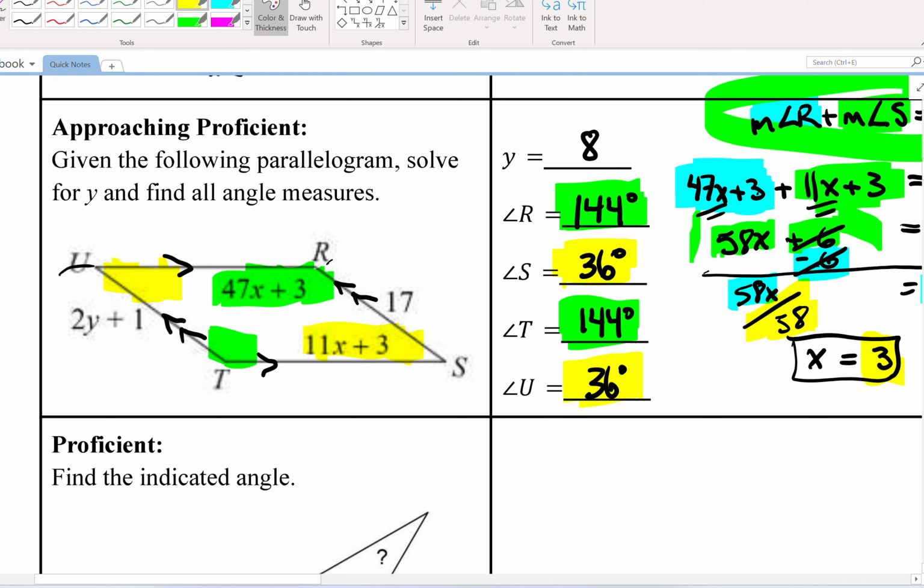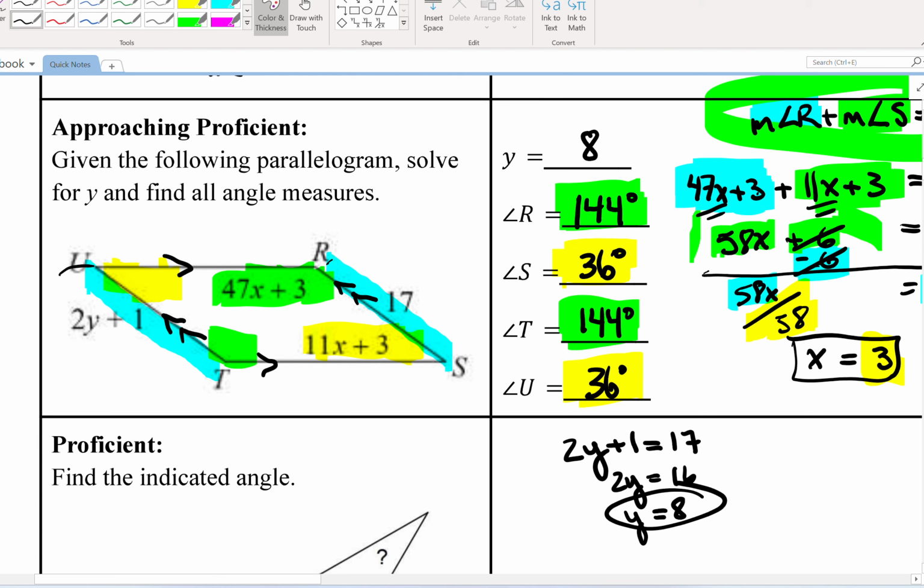Ahora, en cuanto a lo de Y, este lado, que es 17, el lado opuesto tiene que medir igual. Eso es una de las características de los paralelogramos. Entonces, esto también es 17. Y en la ecuación tú pones que 2y más 1 es igual a 17. Se resta 1 de ambos lados. 2y es igual a 16. Se divide ambos lados entre 2 y y es igual a 8. Entonces, así es como encontramos y en este caso.